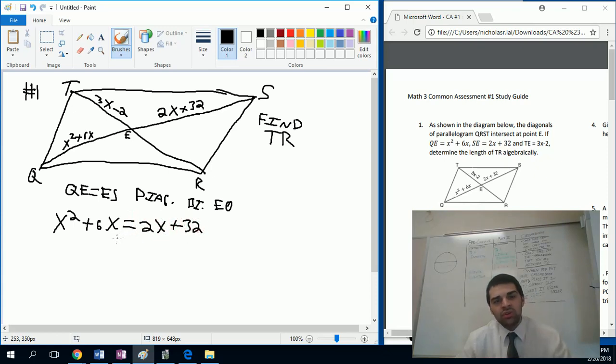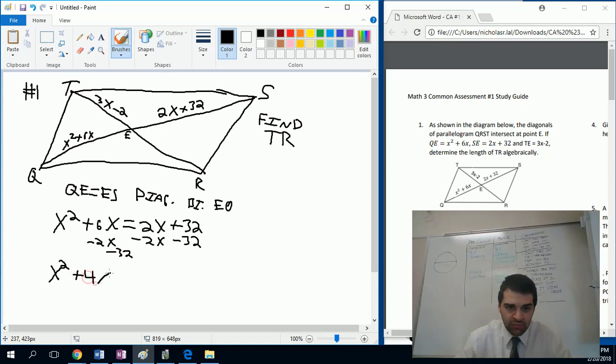What we're going to do is put this into a quadratic equation equal to 0 so we can factor it. So you subtract 2x from each side, and you subtract 32. x squared stays the same, 6x minus 2x is 4x, and then we have our negative 32, and it's equal to 0.